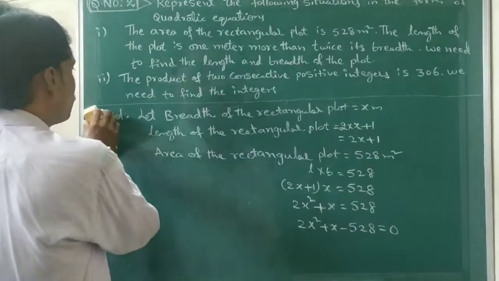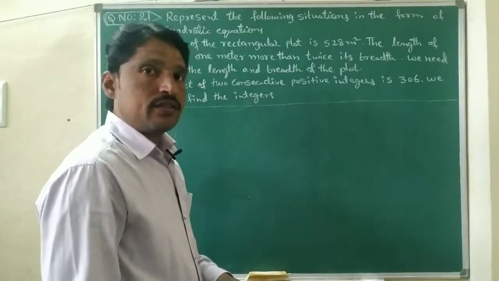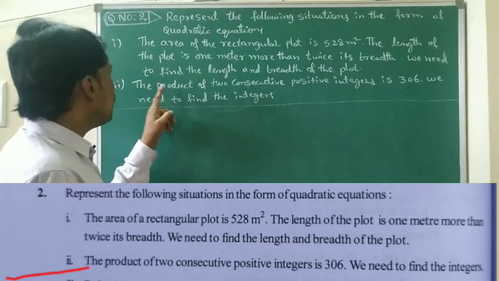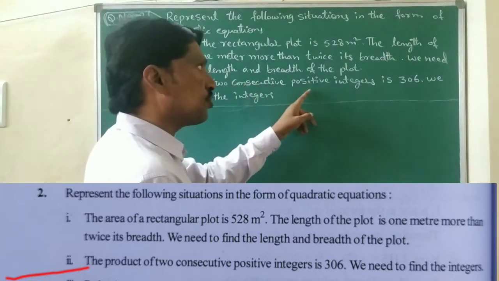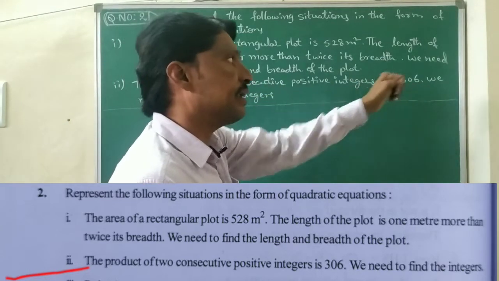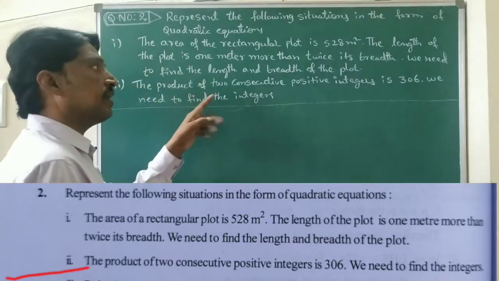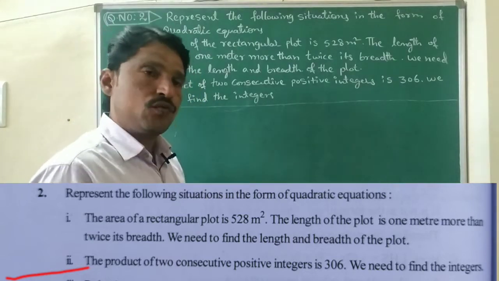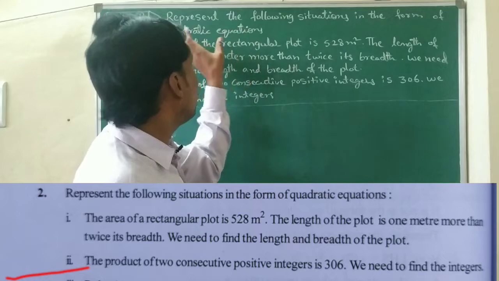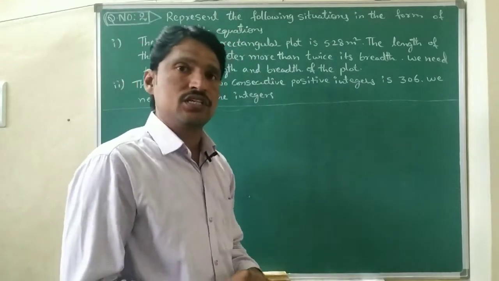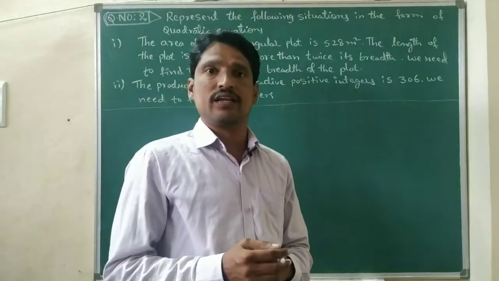Second question, second part. The product of two consecutive positive integers is 306. We need to find the integers. We need to write the quadratic equation. Just we need to form the quadratic equation.